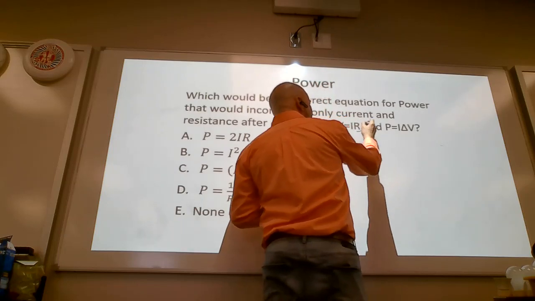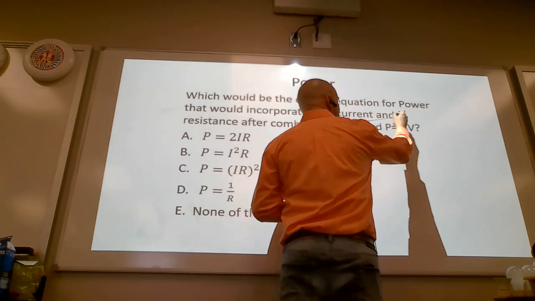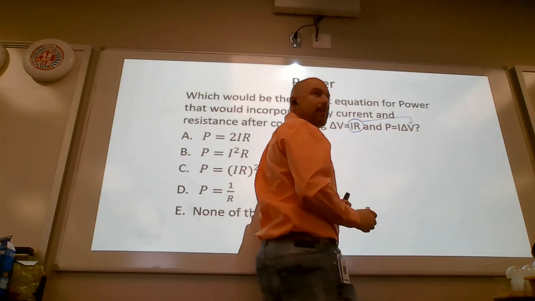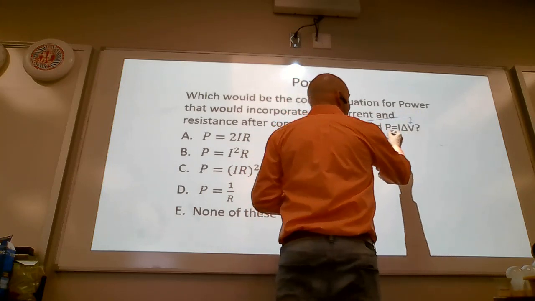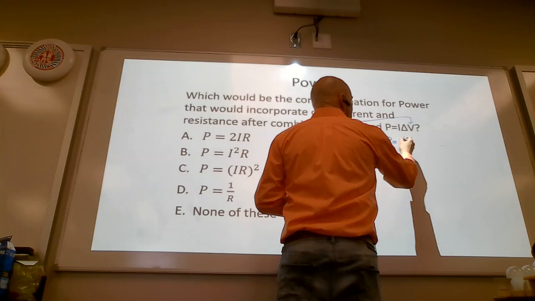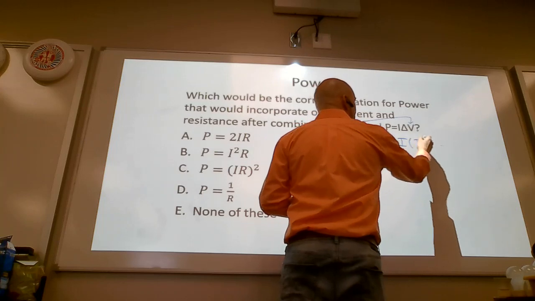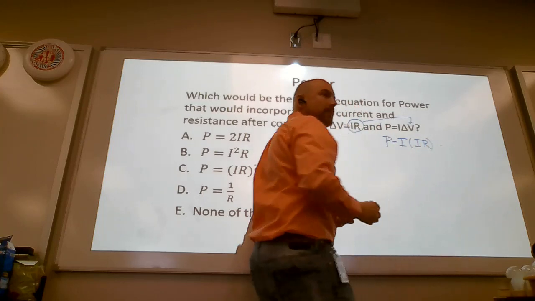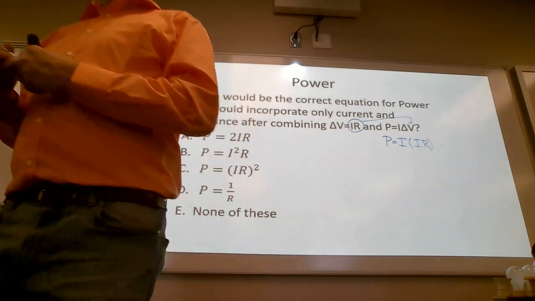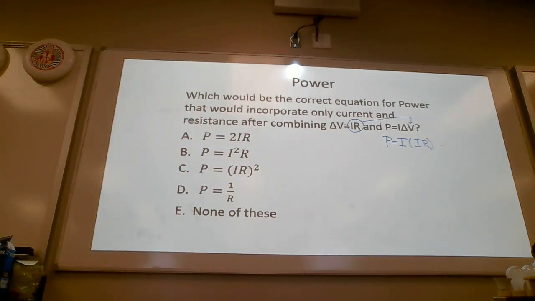Voltage is equal to current times resistance. I'm going to take this and I'm going to substitute it in here. So I've got power is equal to current times current times resistance. Correct answer is B. Beautiful butterflies. Okay, bless you. That is a helpful equation, a useful equation that I'm not going to give you.